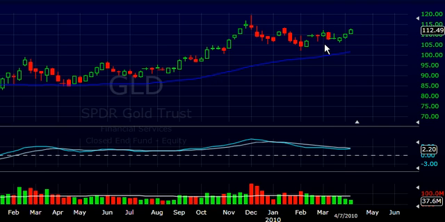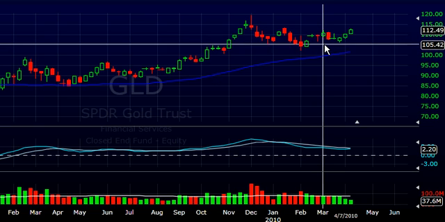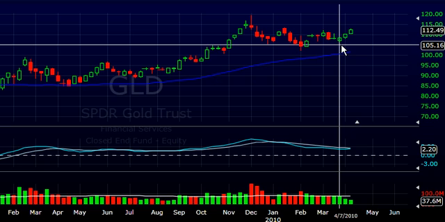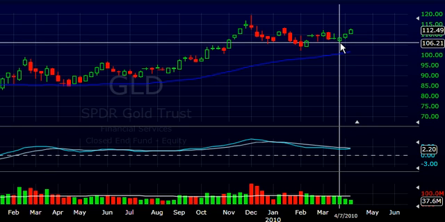And let me take a look at the table. We've got it at 106.01. So we're basically in below this candle here. Give it a little room. The low in that candle was 106.24 on a weekly basis. So we're going to park just below that.